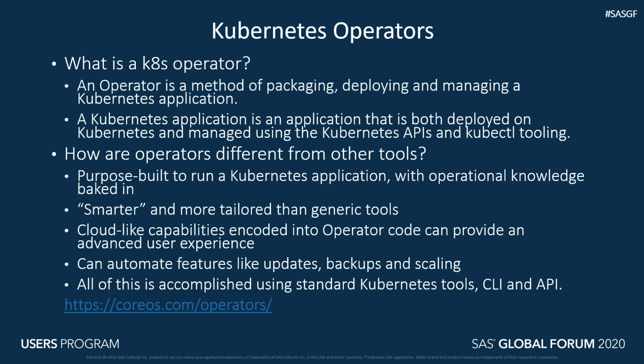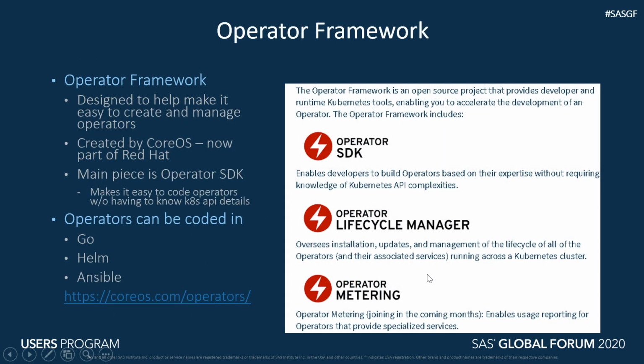Cloud-like capabilities, and code-to-operator code can provide an advanced user experience, automating features like updates, backups, and scaling. You can have additional functionality built into your object. If you have a particular type of object that has a certain way it needs to be backed up, that doesn't really correspond to the way Kubernetes would be doing things, or updates, or scaling, you can build that logic into the operators. So all of this is accomplished using standard Kubernetes tools, the CLI and the API.